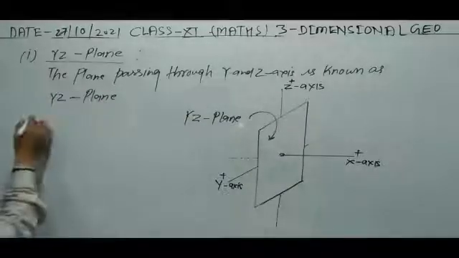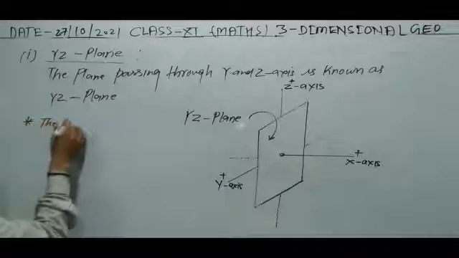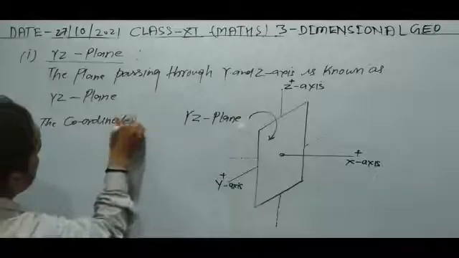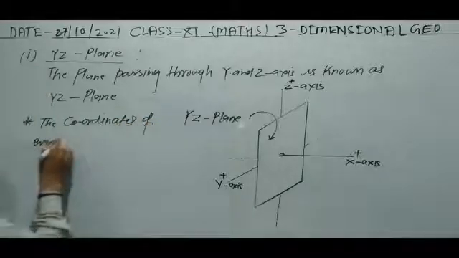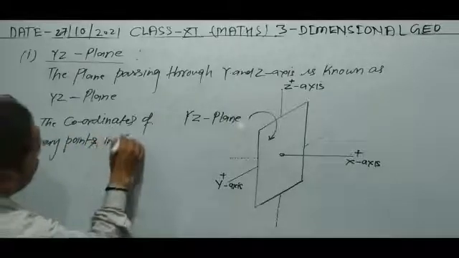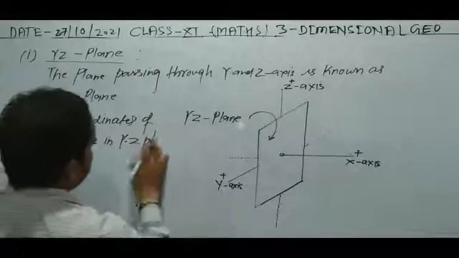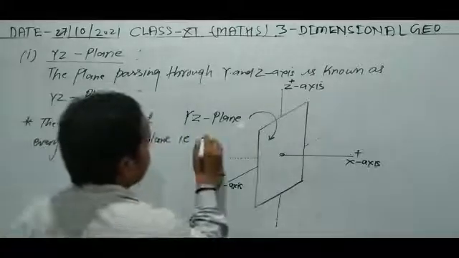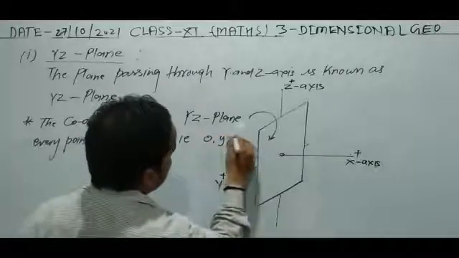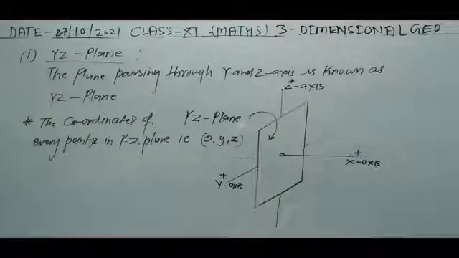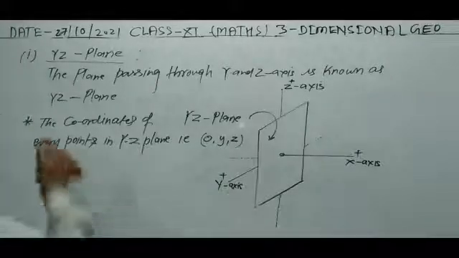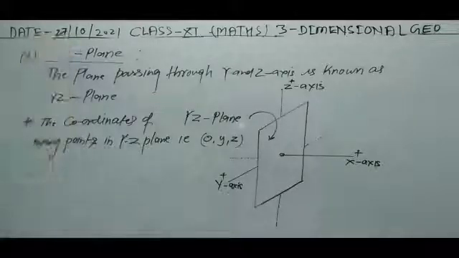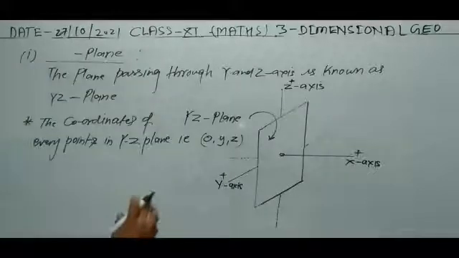Now note the points. The coordinates of every point in the yz plane are of the form 0 comma y comma z. Now I will come to the next plane.